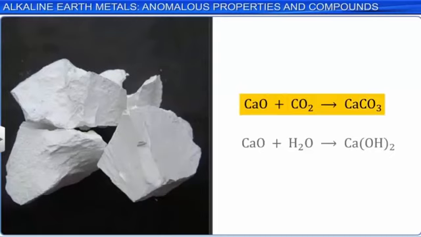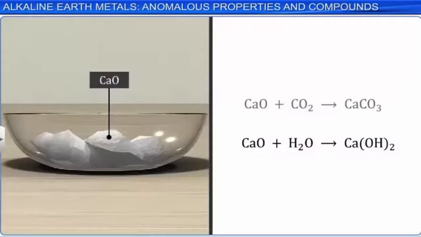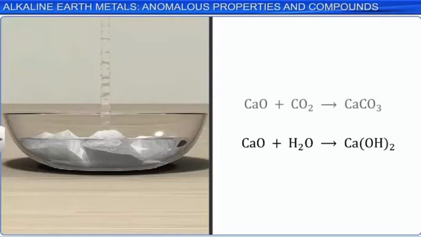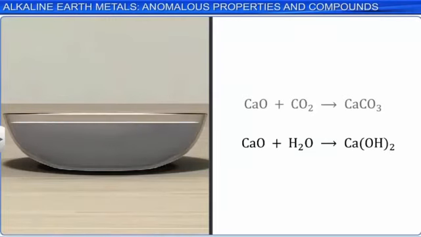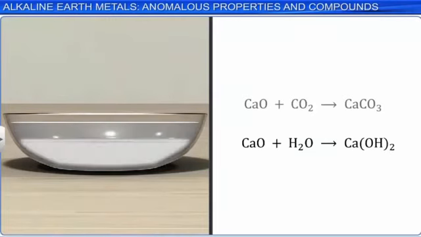Slaking of lime, shown in the second reaction, refers to the process in which, when a limited amount of water is added to a lump of lime, it breaks up and results in the formation of a suspension of slaked lime along with the liberation of heat. This reaction also shows that calcium oxide is a basic anhydride, since its reaction with water forms calcium hydroxide, which is alkaline.